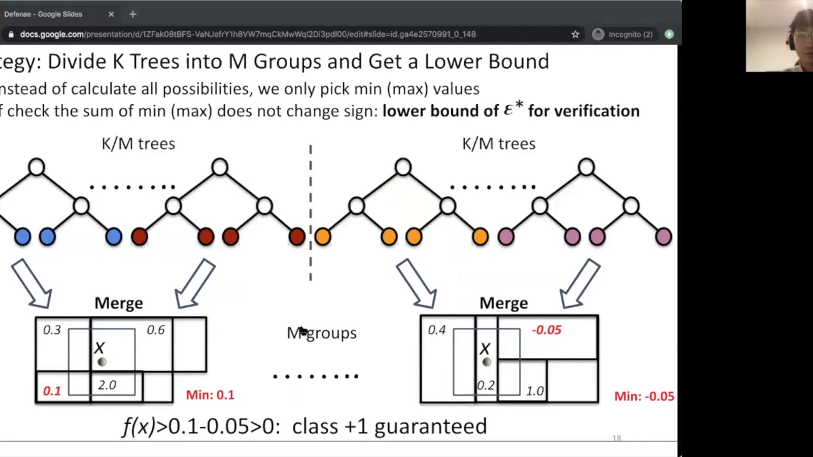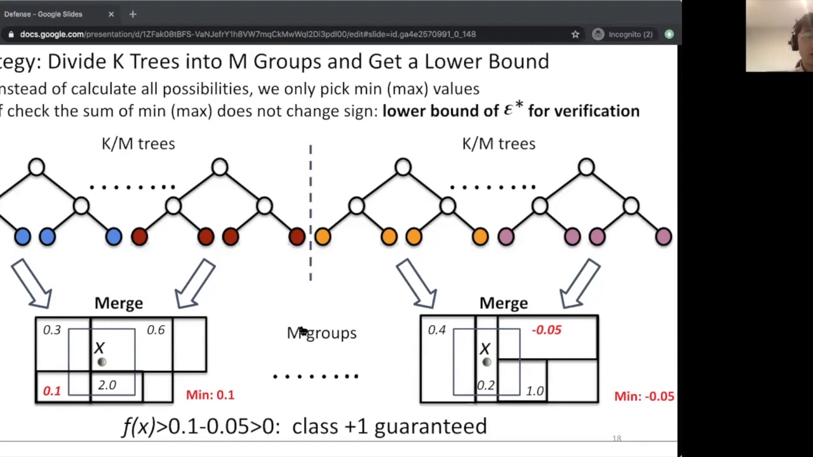So to solve this, basically our strategy is to divide the trees into groups. When we have k trees in an ensemble, we divide them into m groups. Then within each group, we merge the boxes. And we pick the minimum value in each group's result, and then we sum up the minimum values in each group together. If the sum is greater than 0, then the model's output is guaranteed to be unchanged, as long as the perturbation is in the L-infinity ball with radius epsilon.